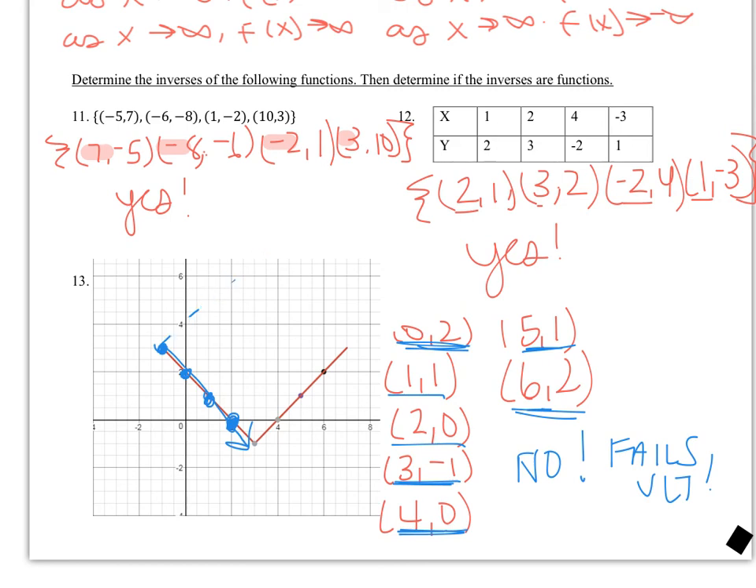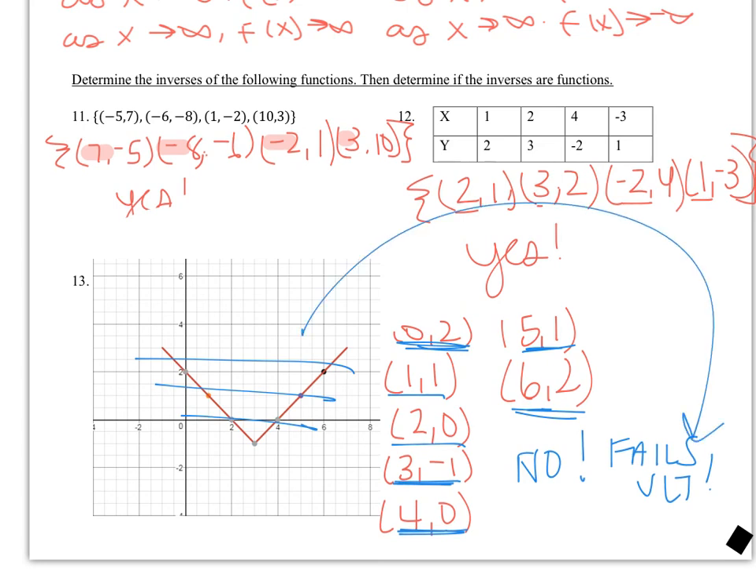Notice if I were to erase this, if I were to just look at an original function and want to know if the inverse is going to be a function or not, I would use the horizontal line test. So notice the horizontal line test fails, which is why the inverse is not a function.